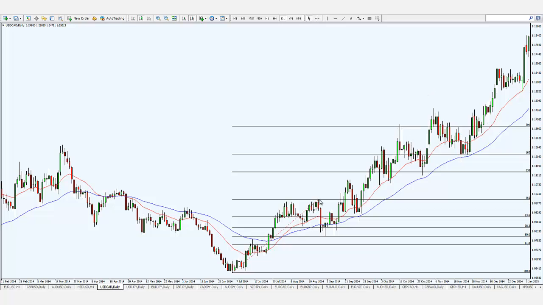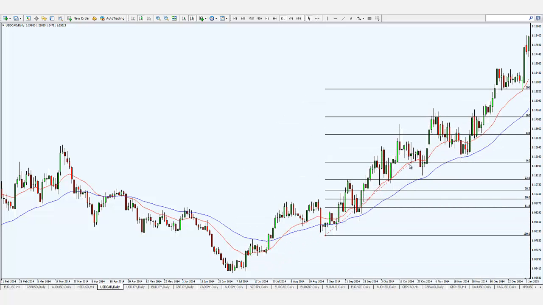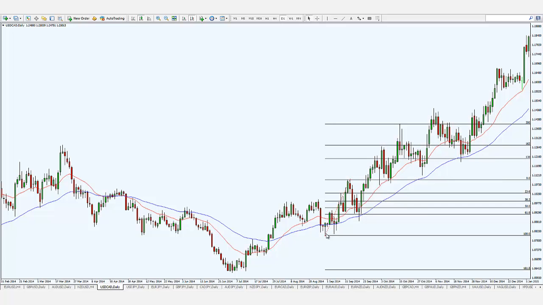Let me see if I can find another swing high and low. Yep, another swing low to a swing high over here. This is the swing low, this is the swing high. Notice we have a bounce at 138, 162, and 200 as well. So I think you get the message. You want to identify the swings in the current market, and drag your Fib tool from the swing low to the swing high, or the swing high to the swing low, depending on what trend it is.